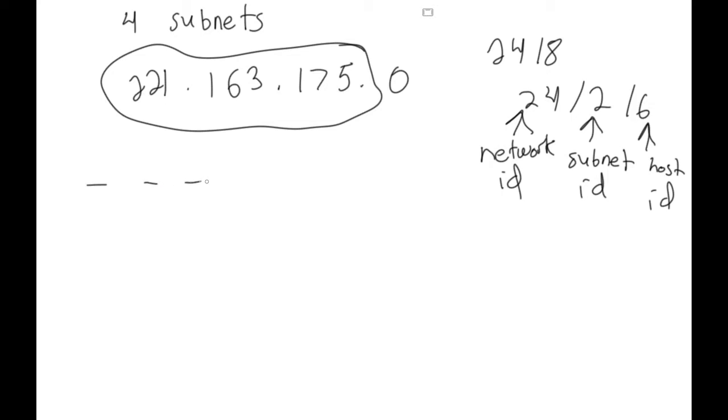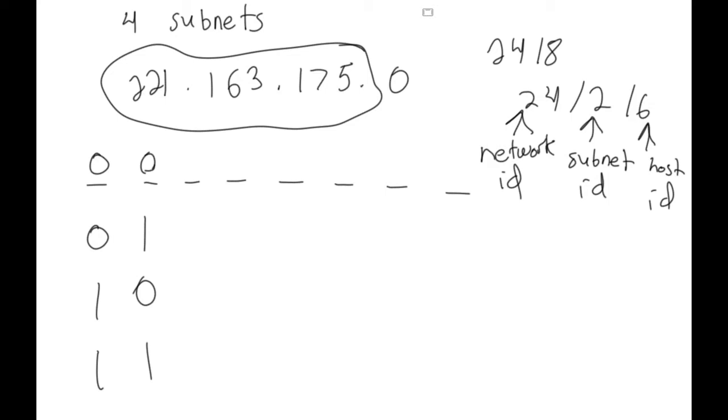Well, you have 8 possible bits. If I have 4 subnets, that means that I have 4 possible values. I have 0, 0, I have 0, 1, I have 1, 0, and then I have 1, 1. And everything else, this could all be 0, or it could all be 1. So that's how you're going to get the min and max ranges for each subnet.